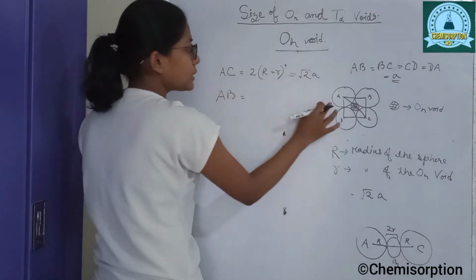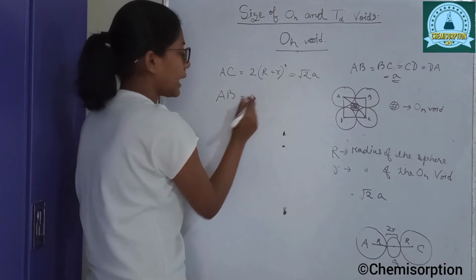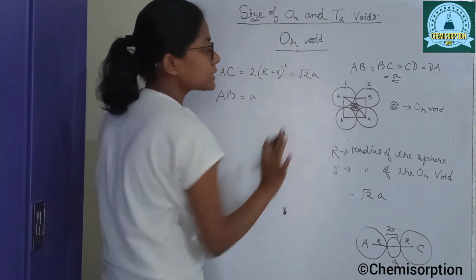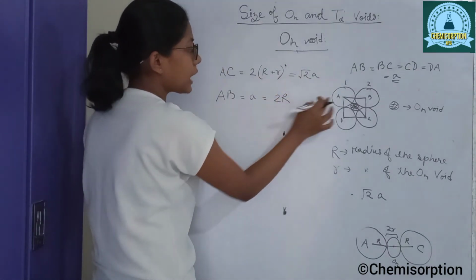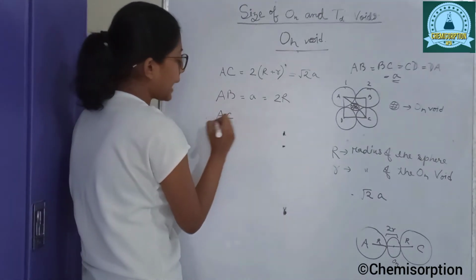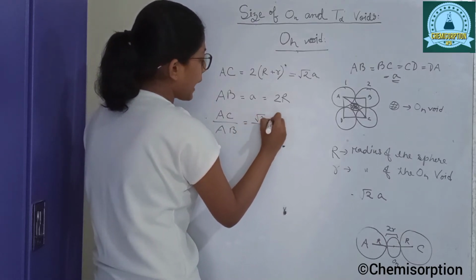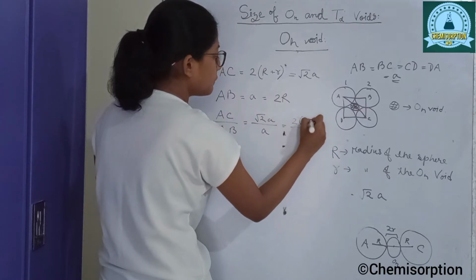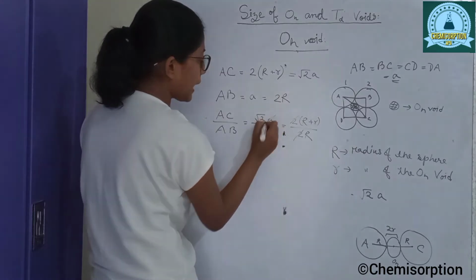Then AB is the side of the square, so AB is equal to a. Again, both these spheres 1 and 2 are touching each other and therefore it will be twice R. AB is equal to 2R. Now the ratio of AC by AB is equal to root 2 a by a, and also it will be 2R plus 2r by 2R. The 2 will be cancelled, a will be cancelled.